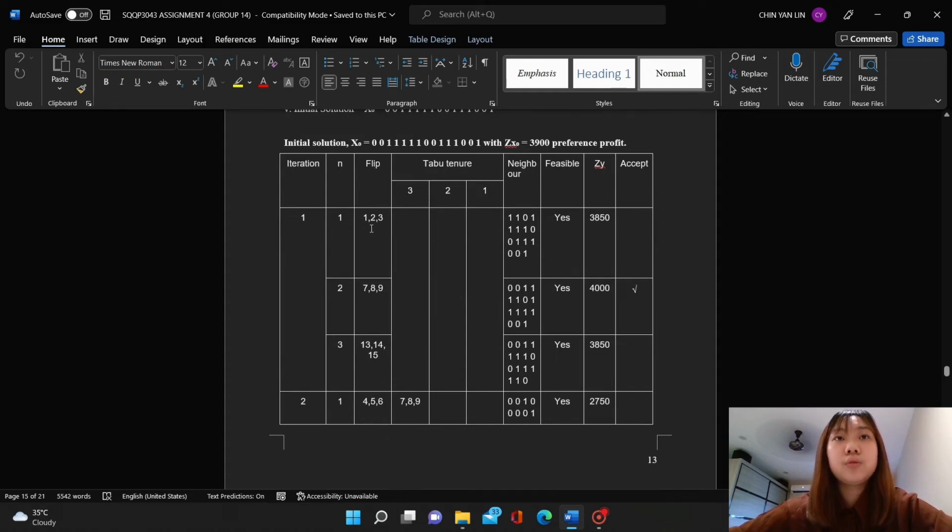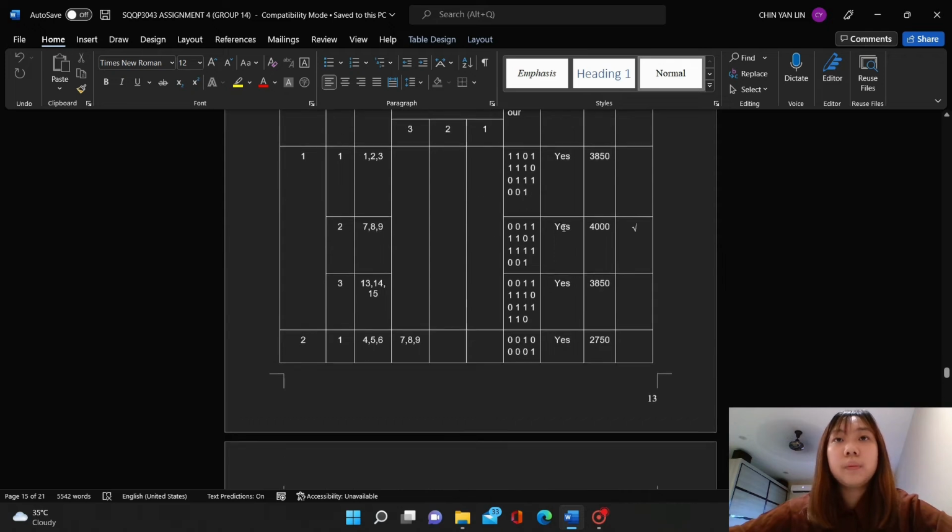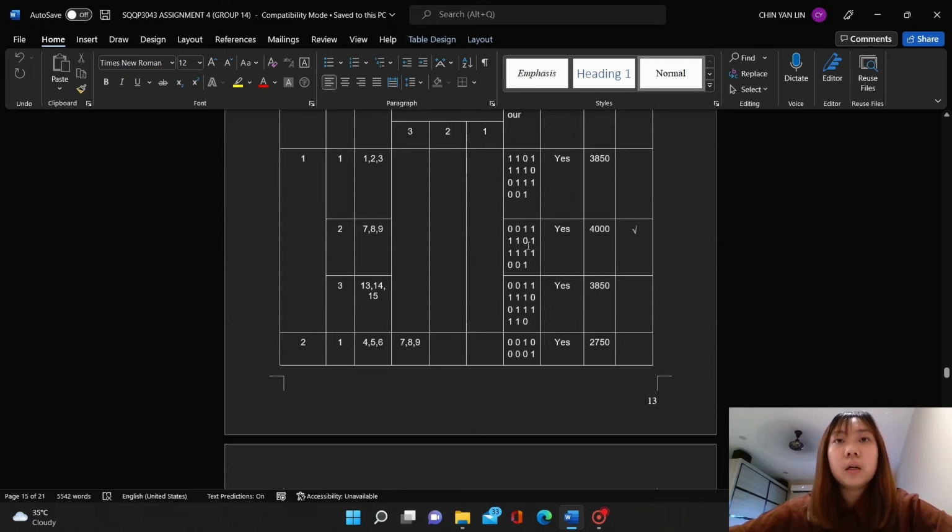First, we flip 1, 2, and 3, and the total profit is 3,850. For the second neighbor, we flip jobs 7, 8, and 9, and the total profit is 4,000. For the third neighbor, we flip jobs 13, 14, and 15, and the total profit is 3,850. Comparing these 3 neighbors, the highest is 4,000, so this neighbor will be our x1. We will use this to do the second iteration.